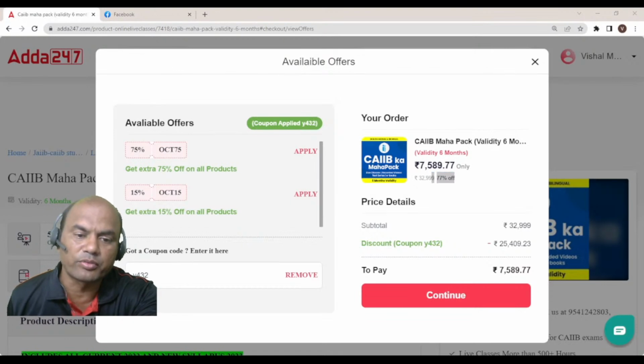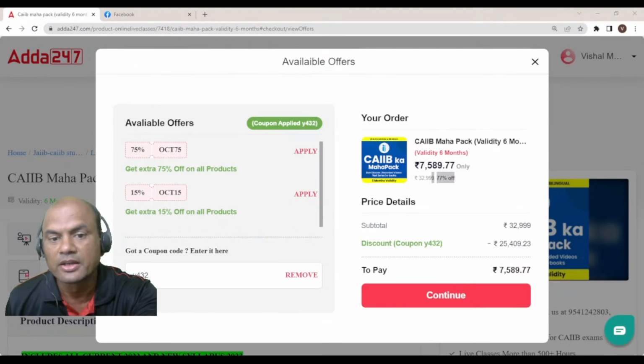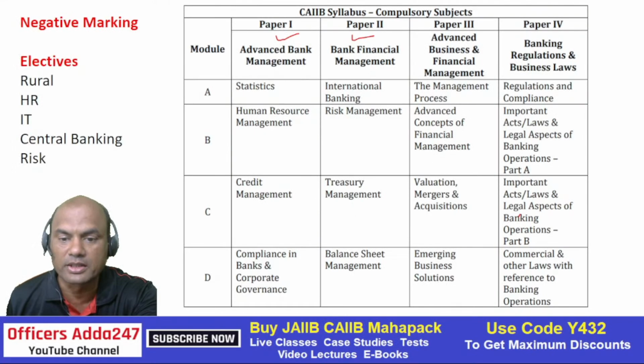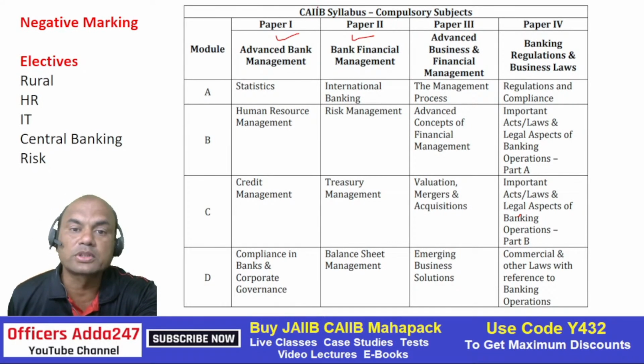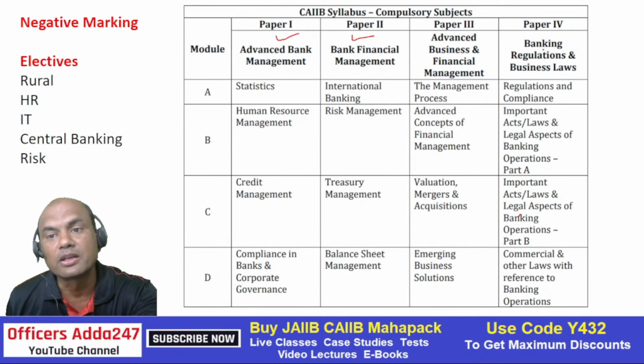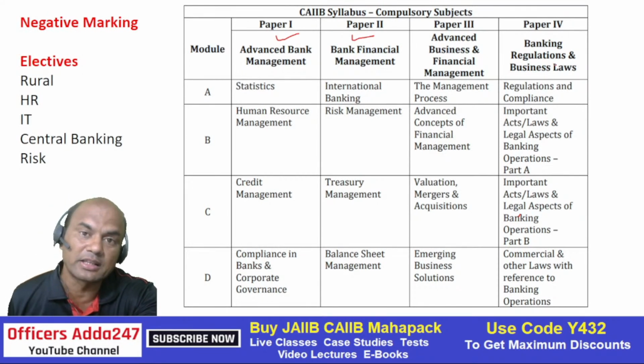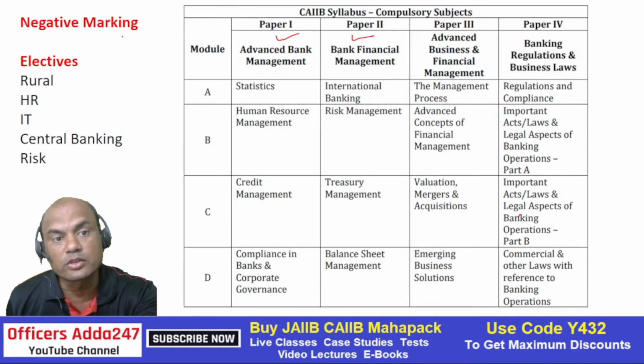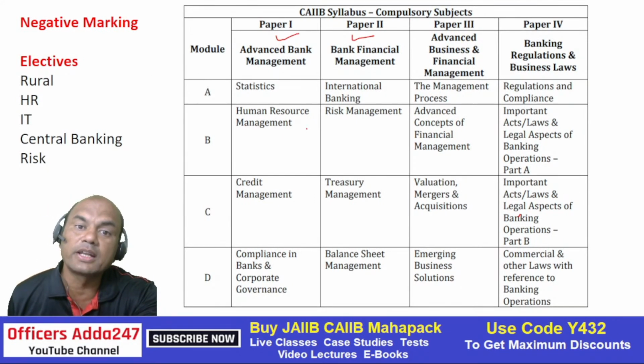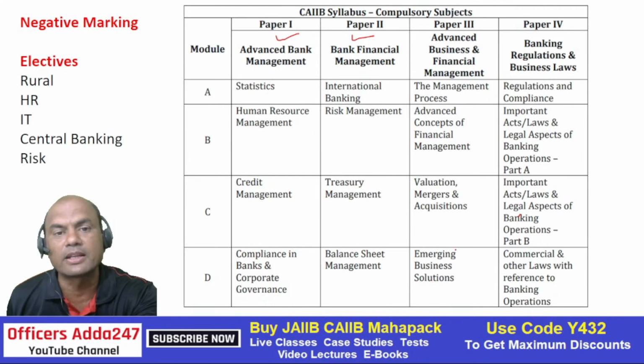Why am I telling you to go for this batch immediately? Because see this, December 2022, I'll tell you what the portion is. Look at the portion of December 2022, this May 23. Look at the portion of May 23. See this, in May 23 you have ABM, BFM, ABFM, a new subject. Then BRBL, Banking Regulations and Business Laws. So these two subjects are additional as compulsory subjects. Also look at the elective part. Elective: rural, HR, IT, central banking and risk. There is no retail. There is also negative marking in May 23. So that's why I am telling you. Join these batches for the December 2022 exam and clear it within this span only.